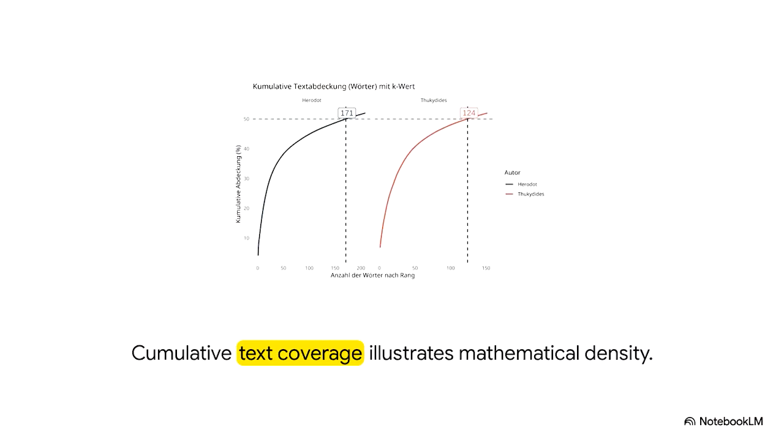And the cumulative text coverage curves brilliantly illustrate this density. The mathematical trajectory for Thucydides shoots up so much faster. It reveals exactly how he recycles structural choices with absolute tactical precision, whereas the trajectory for Herodotus takes way longer to reach that 50% threshold. It's a completely different way of processing information.